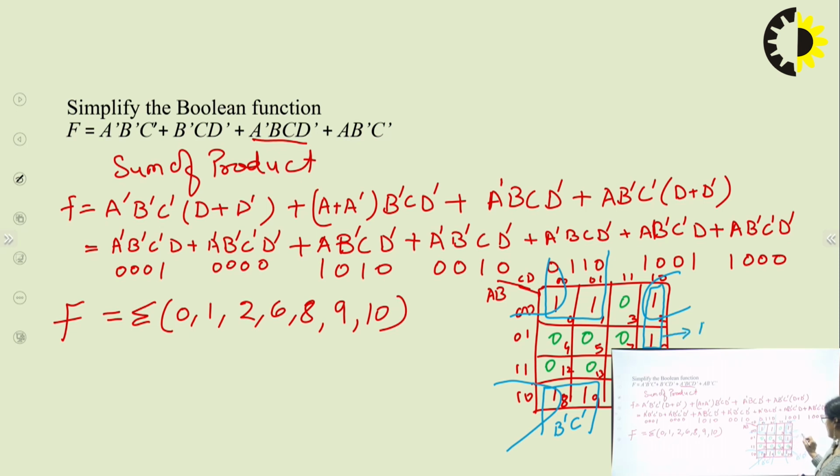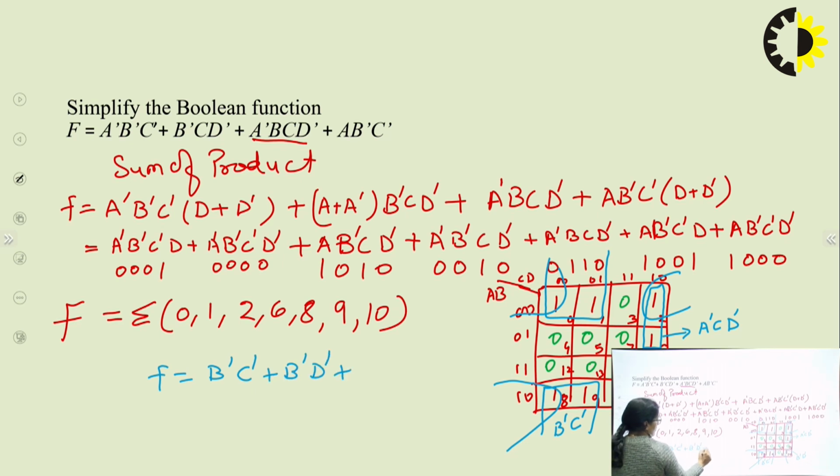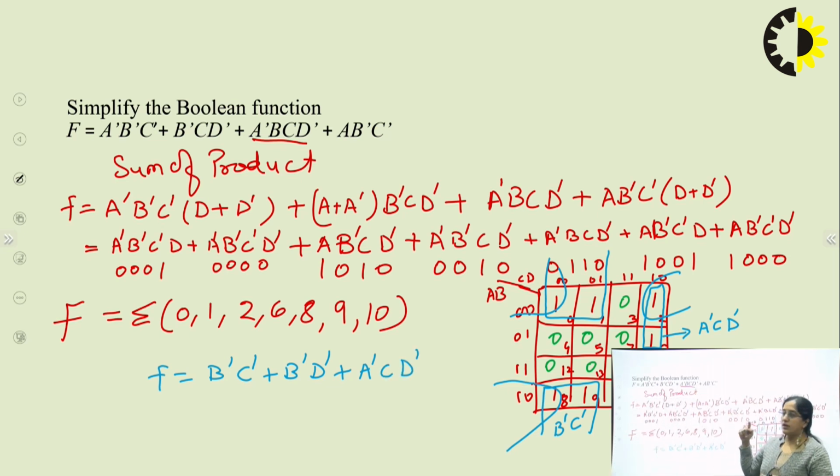So in this pair we will have A dash, C and D dash. So the minimized expression for F will be B dash C dash plus B dash D dash plus A dash C D dash. From the given expression where we are having 4 minterms, in this case we required 4 AND gates and 1 OR gate.